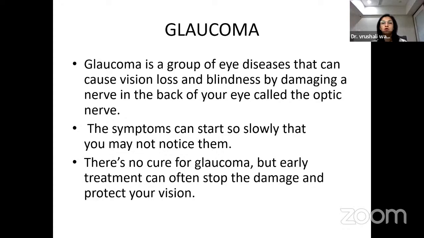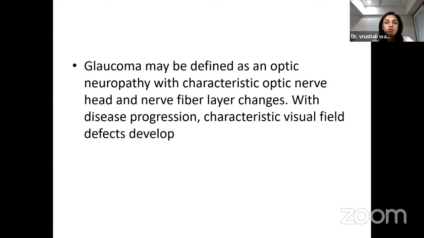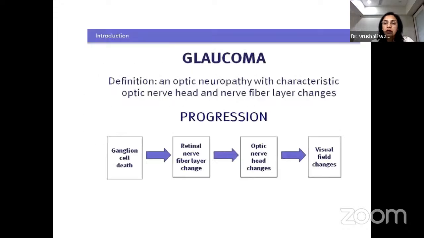So we can control the progress of the disease, but we cannot cure glaucoma. So early diagnosis, timely diagnosis, and timely management is very important to stop the progress of the disease. It is an optic neuropathy characterized by optic nerve head or nerve fiber layer changes, which cause a gradual progressive decrease in the visual field and ultimately blindness. So this is how glaucoma progresses.